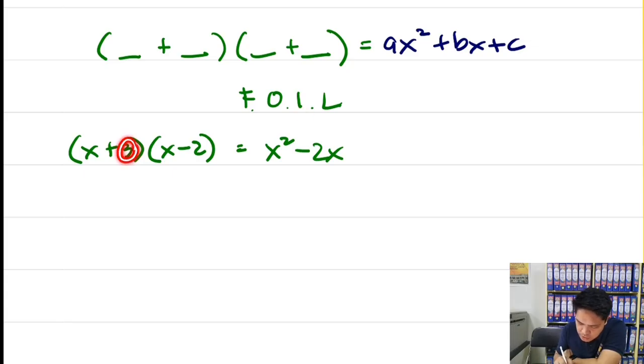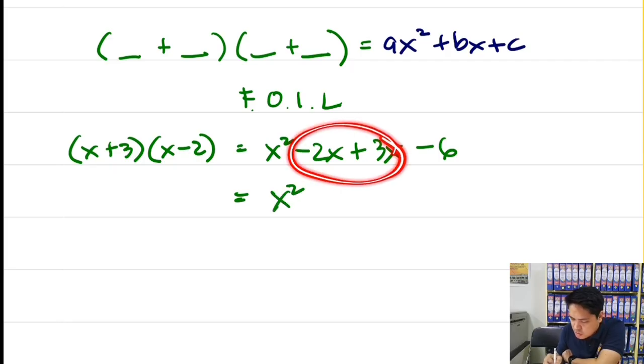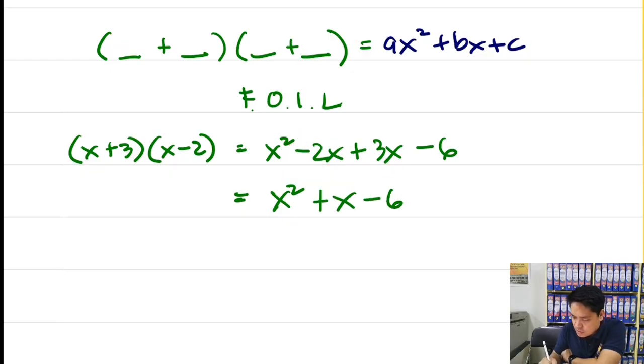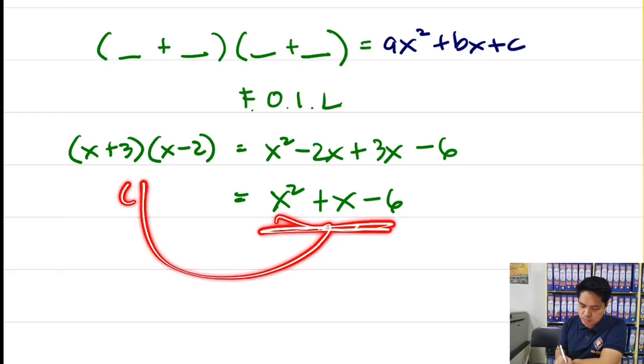Then next is inside. So the inside terms are these. So 3 times x, that's 3x. And the last terms are this and this. So 3 times negative 2, which is negative 6. So the resulting trinomial is x squared, and we combine negative 2x plus 3x because they are like terms, and the result is just x. So plus x minus 6. Okay, so how do we reverse the process?